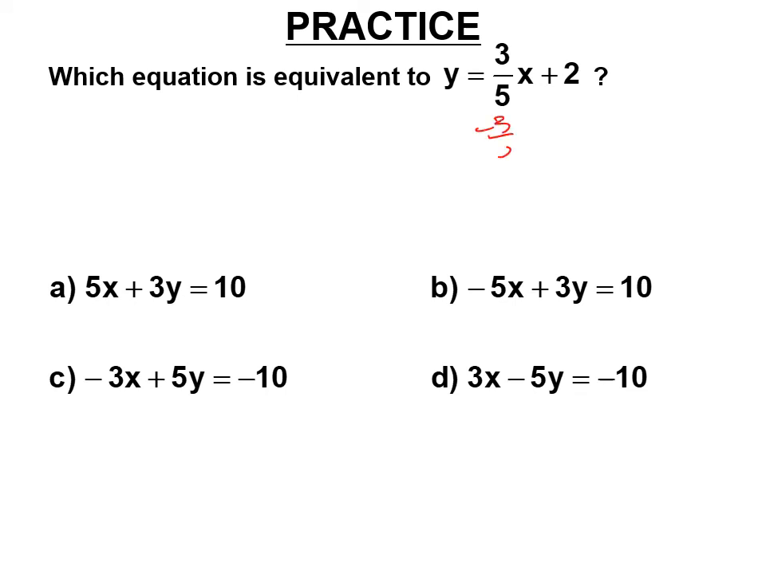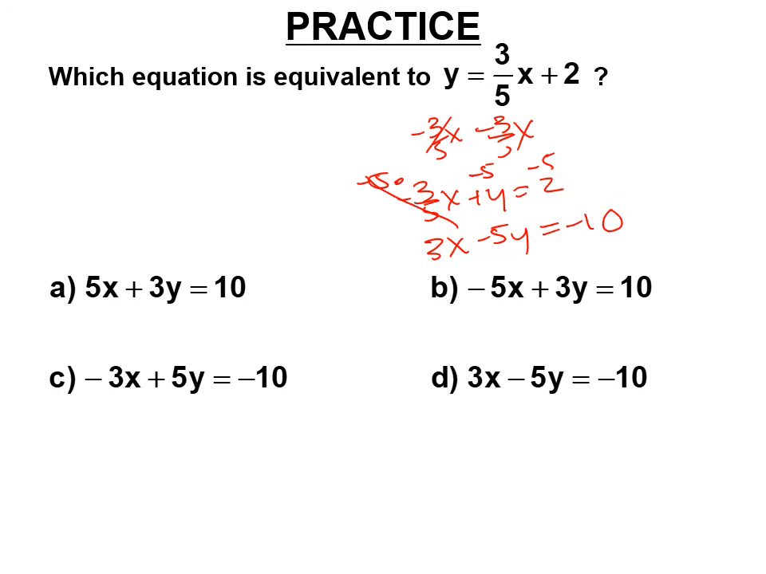Subtract 3/5 x from both sides. -3/5 x plus y equals 2. Multiply both entire sides by -5. 3x minus 5y equals -10. And that's this one, D.